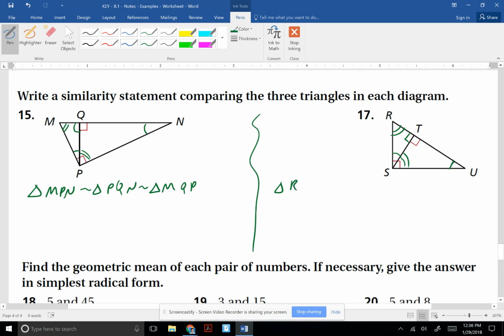Okay, so let's say RSU. So that's 2, right, 1, similar to 2, which is S, right, which is T, 1, which is U. And then small 1, 2, right 1.